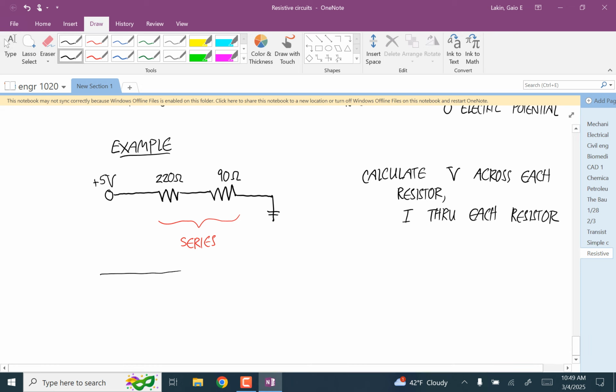Okay, so the first thing we're going to do is treat these series resistors like they're a single resistor by just adding those resistances. So I'll treat this as this circuit to start with, where we have plus 5 volts here. What's the resistance of that combined resistor? 310. 310, yep. So 310 ohms.